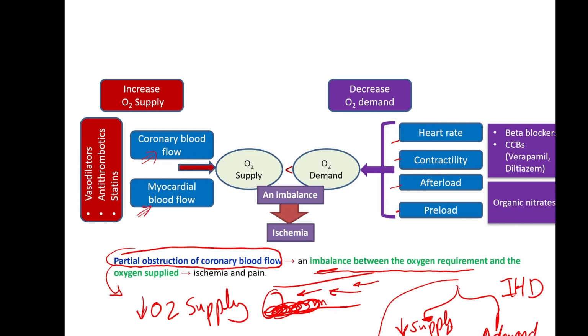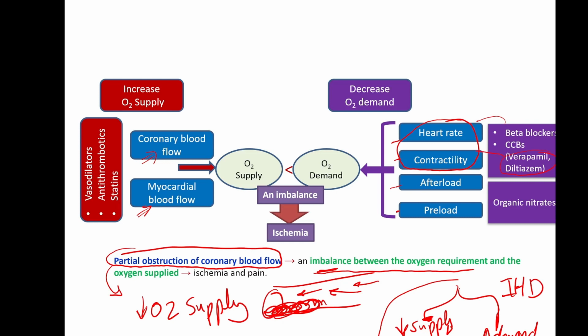So I will start with the heart. We try to find medications that decrease heart rate and reduce contractility. For example, we have beta blockers, which decrease heart rate and contractility. We have verapamil and diltiazem, which belong to the calcium channel blockers, and decrease heart rate and contractility.